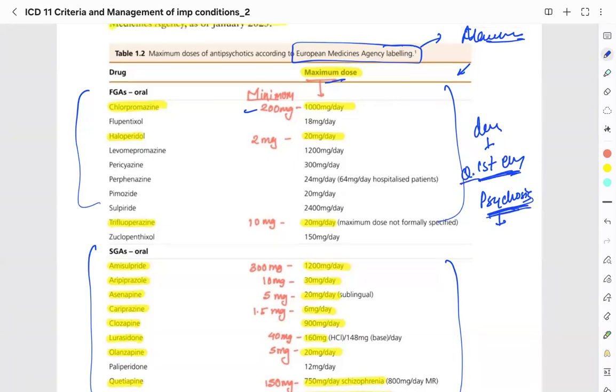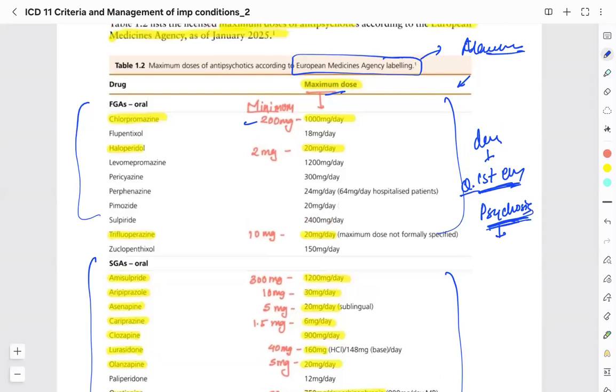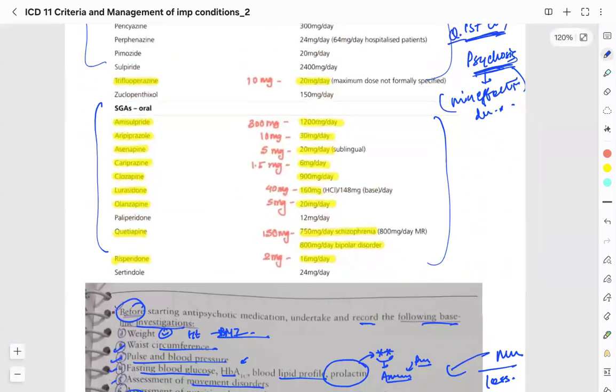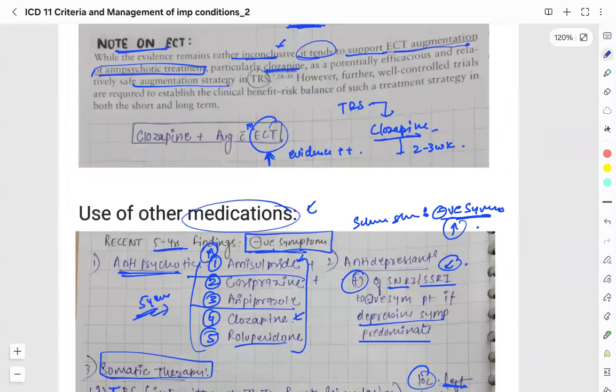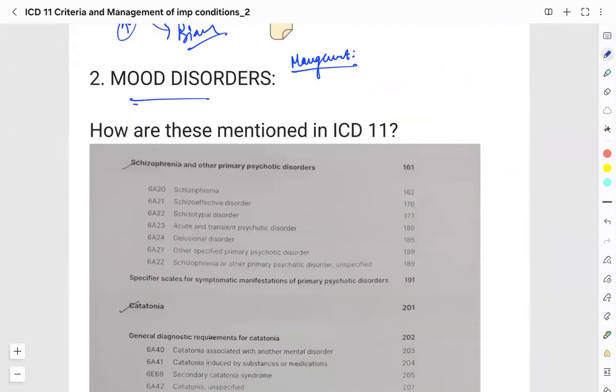Okay. Great. So yeah, with first episode, we usually start with the lower doses and then we titrate it upwards, but we go with only minimum effective dose. We try not to increase the dose. Okay, great. Let's move on with the ICD-11 criteria for mood disorders.